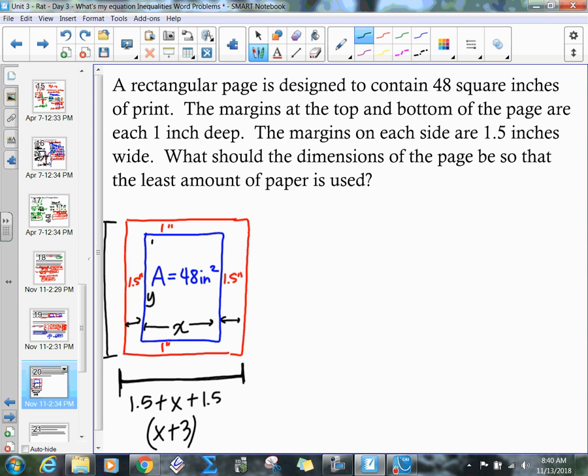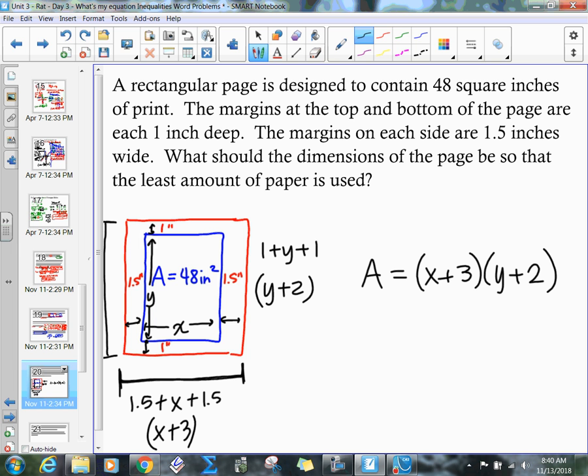Going vertically, I'm going to call this Y, and then I have a 1 inch margin on the top and a 1 inch margin on the bottom. And so if I add those things together, I have really a 1 plus a Y plus another 1. So I'll call that Y plus 2 on this margin. So my area is really X plus 3 times Y plus 2. And I'm supposed to minimize this area.